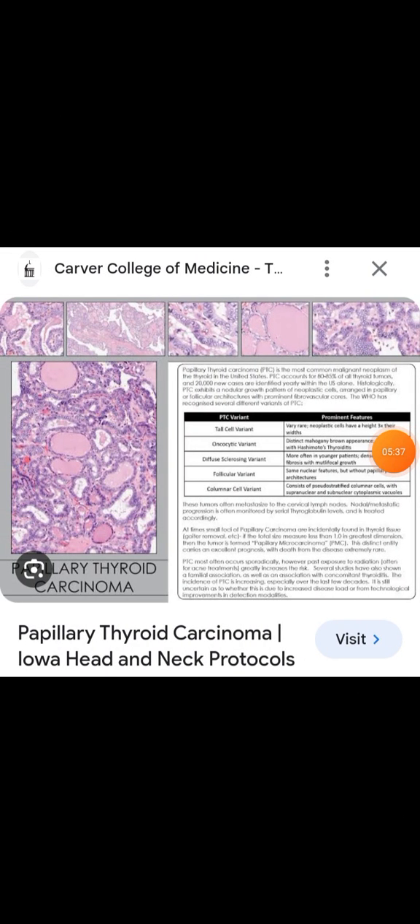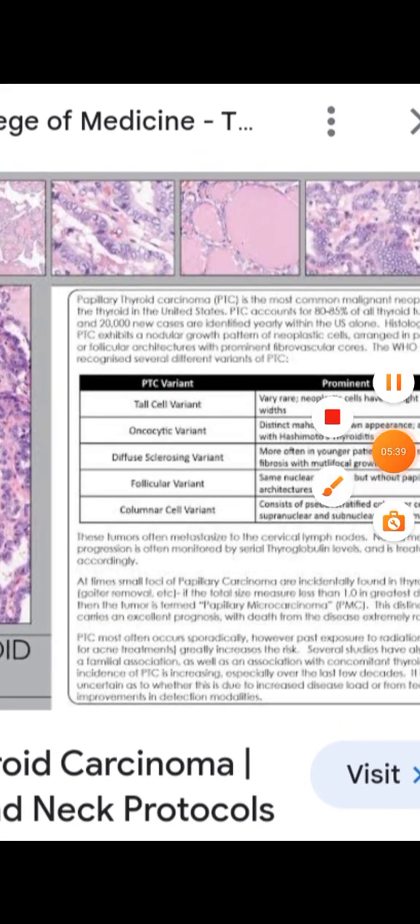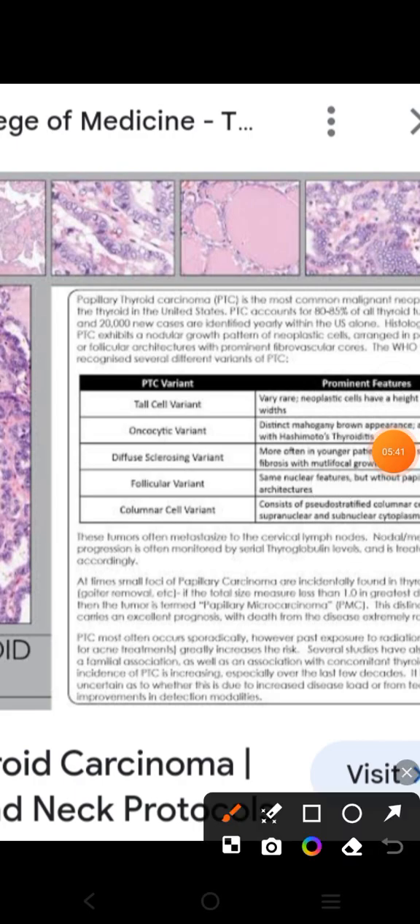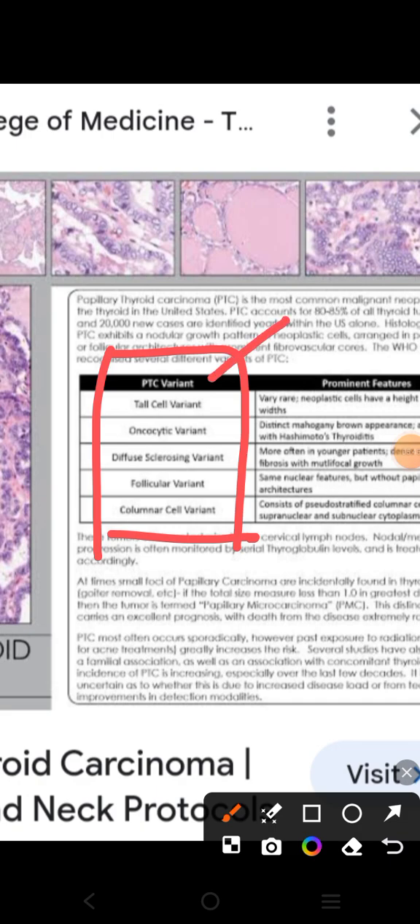Next, you can also take a screenshot, as it is asked many times in previous exams: what are the papillary thyroid carcinoma variants? Tall cell, oncocytic, diffuse sclerosing variant, follicular variant, columnar cell variant. I think these names are enough for you.